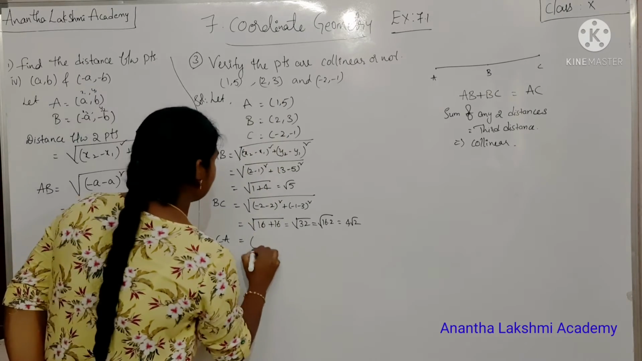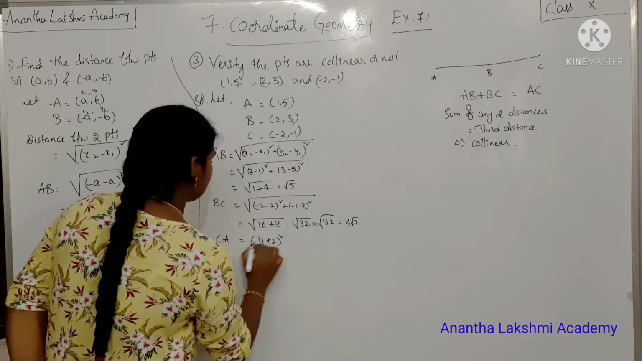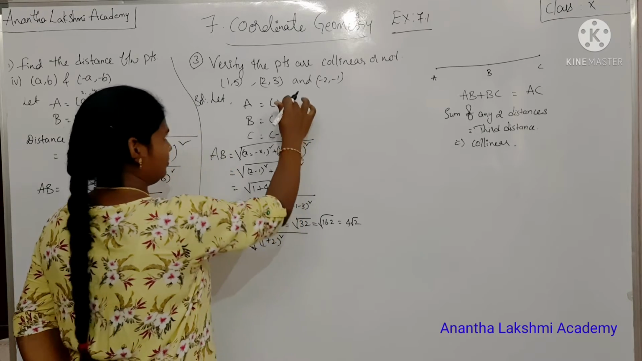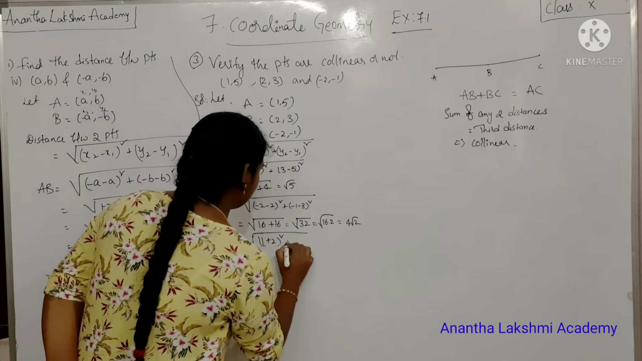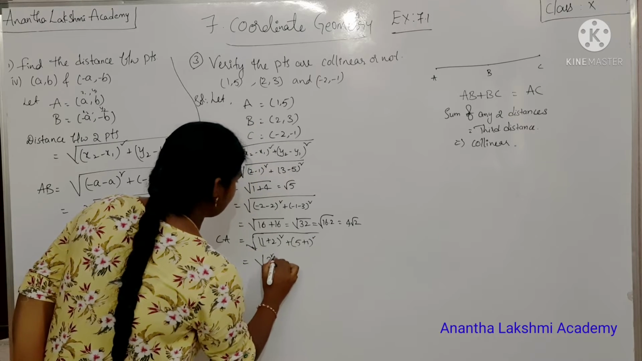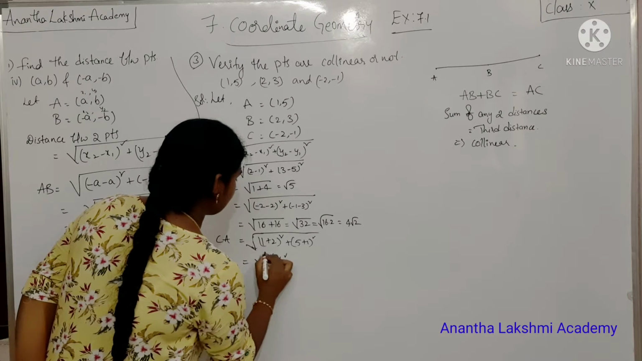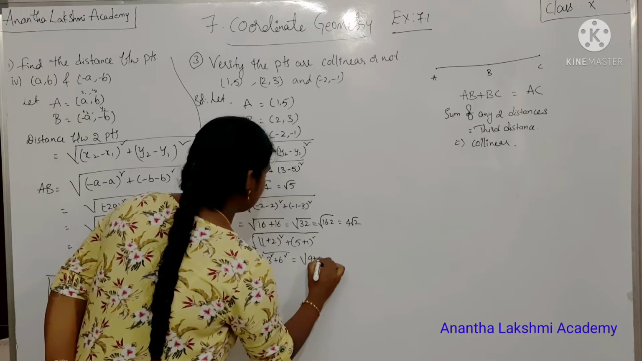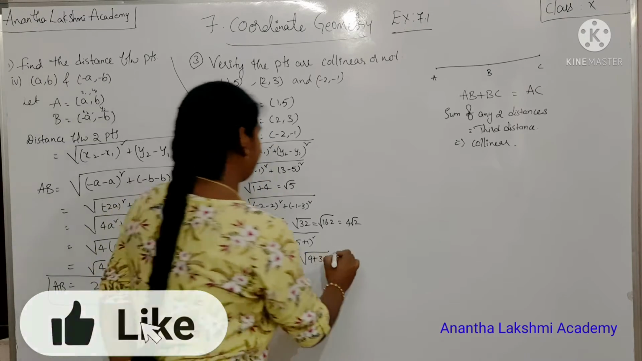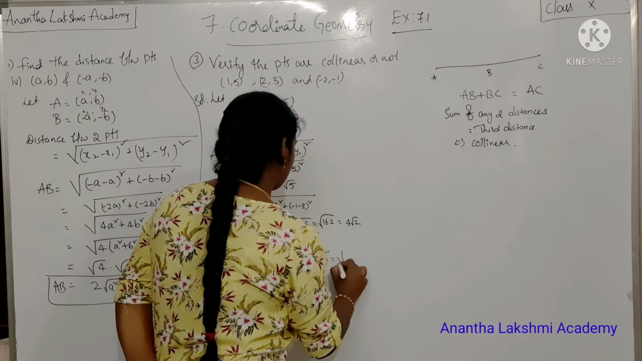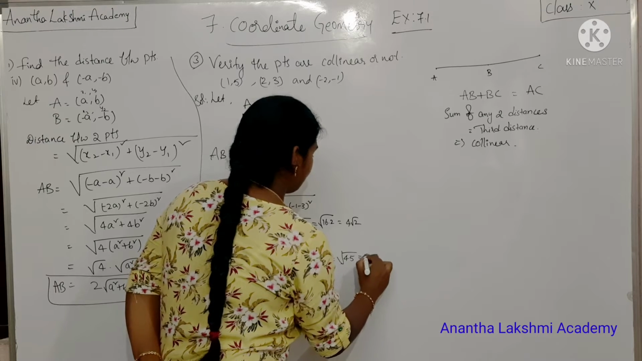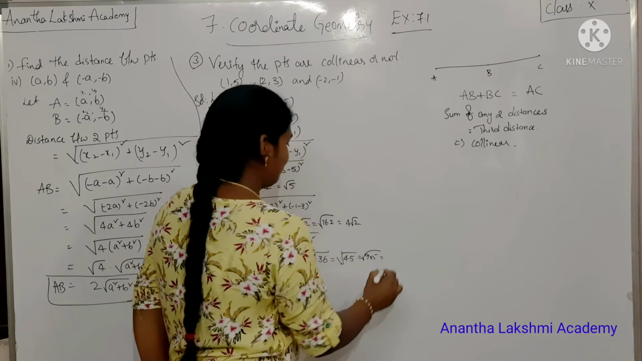Alright, now CA. CA I am going to calculate. So 1 plus 2 whole square plus 5 plus 1 whole square is equal to under root of 3 square plus 6 square, which is nothing but 9 plus 36. 36 plus 9 is 45. 45 can be written as 9 into 5. 9 5s are 45, right? So this is going to be 3 root 5.